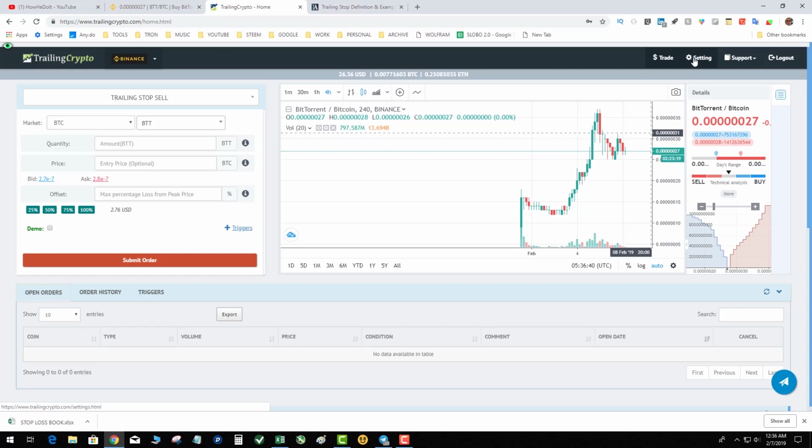So that's it. That's how you lock in your gains. You use a trailing stop. And Binance, Bittrex, they don't have it. So you use this site with the API and boom, you're good to go.